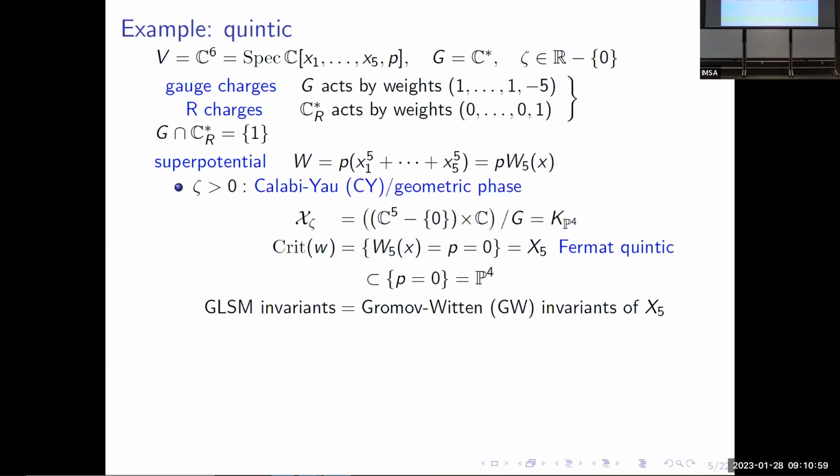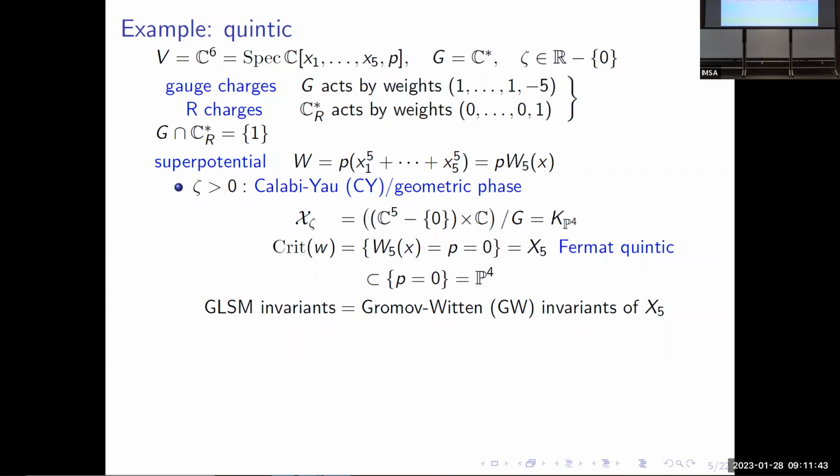So in this case, when zeta is greater than 0, it's a Calabi-Yau or geometric phase. In this case, the toric orbifold is actually a toric variety, which is the total space of the canonical line bundle over P4, and the critical locus is the Fermat quintic inside the zero section P4. And in this phase, GLSM invariants are Gromov-Witten invariants of the zero locus.